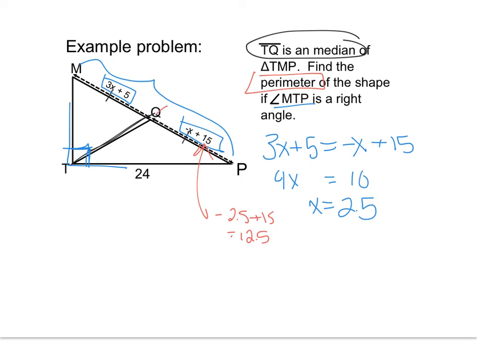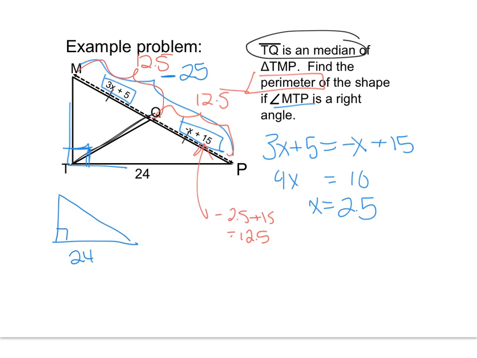So if this part right here is 12.5, I could plug it into this guy, but you guys already know what this is going to be. What's this length going to be? Well, this is 12.5, and it's a median. If this goes to the midpoint, then this better be 12.5. So this is also 12.5, which makes this whole length, what I had going on in blue here, 25. Now, I wanted to find the perimeter. So if I redraw my triangle now, this is what I know. Right angle, 24, 25.